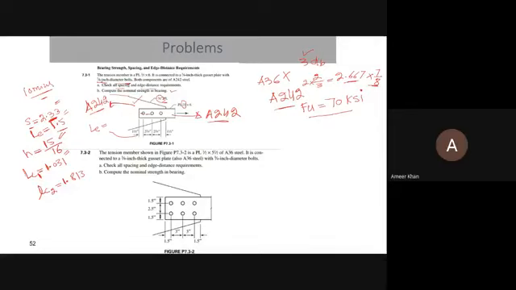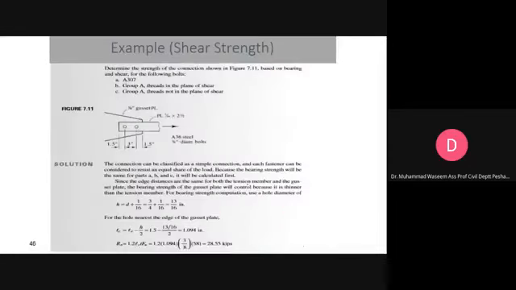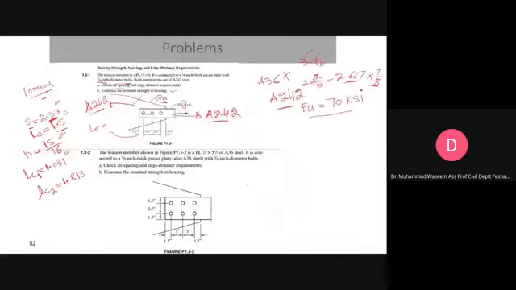Sir, the formula for L is Lc minus H. Which formula are you talking about? Sir, this one, for Le. For Le, you have to go to this table. What is the diameter of the bolt? 7 by 8, okay, 1.125. Yes. Okay, this value is also correct.